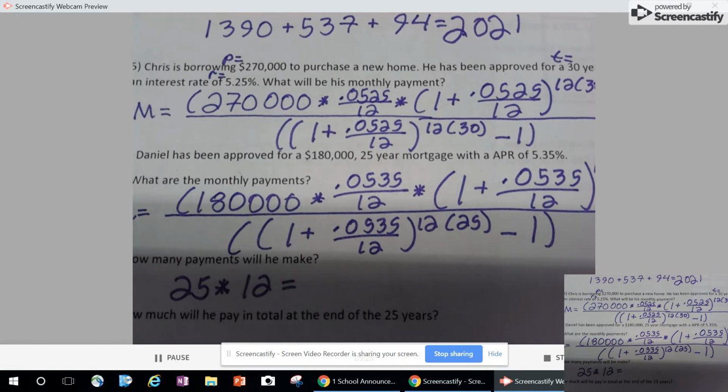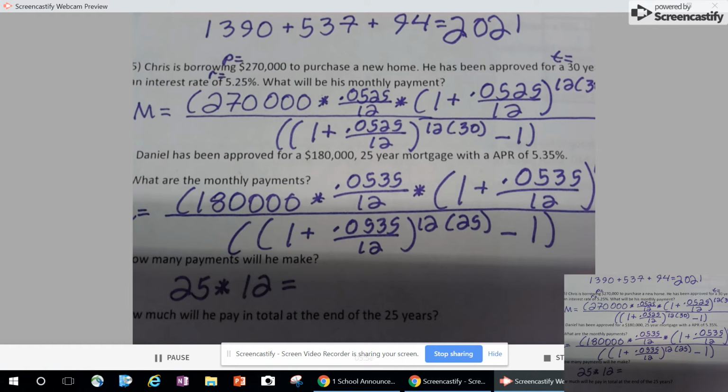270,000. Okay, remember the rate is going to be a decimal. So 0.025 divided by 12 times, okay, parenthesis. Everybody remember we have to have pairs of parentheses for this. 1 plus, and then we're going to put 0.025 over 12. So much fun, I know. Okay, and then times 12 times 30. Okay, so remember that's raised to the 12 times 30, which is 360.